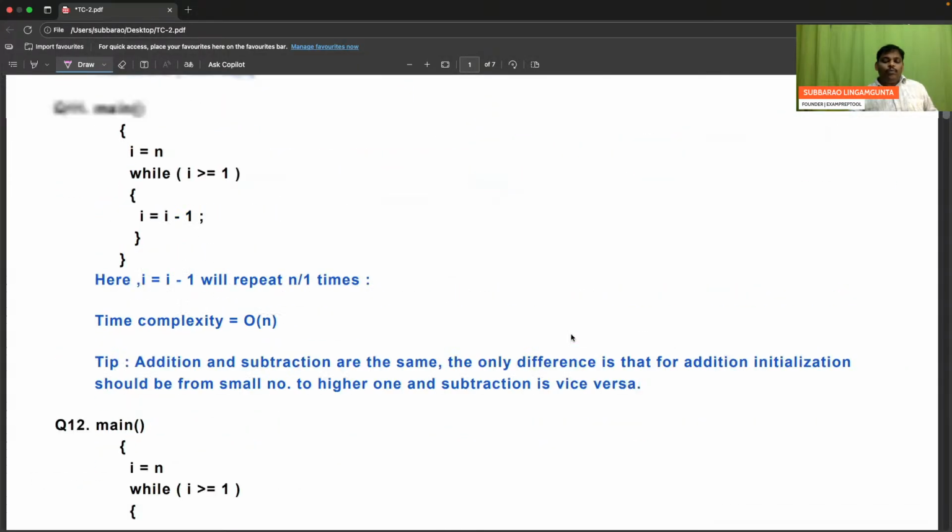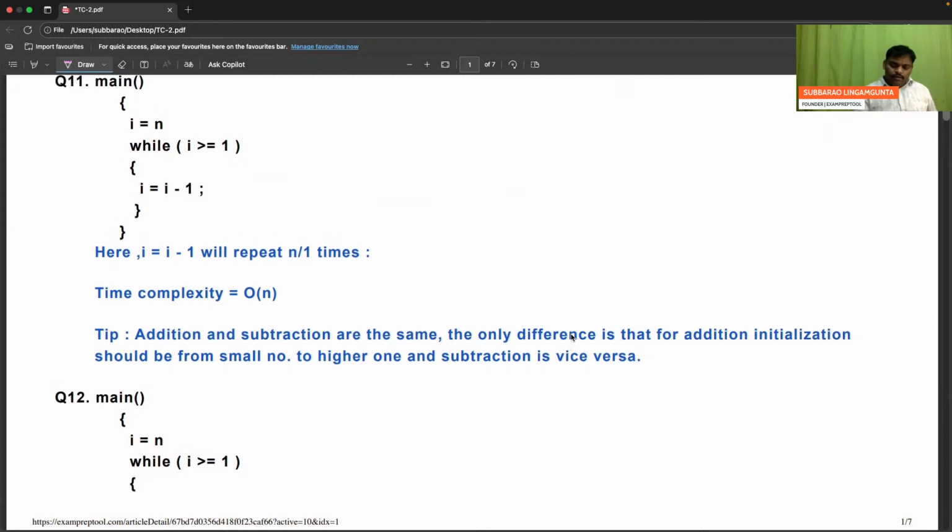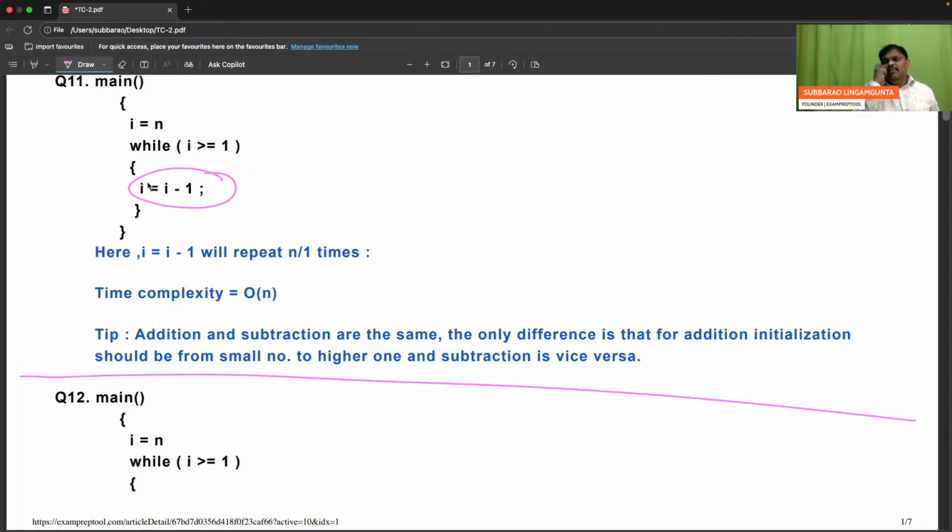I think problem number 10 is also done. Let's go to problem number 11. Start. If you observe clearly, listen everyone, very interesting: you are decrementing. Decrementing doesn't matter. How many times the loop runs, that matters.